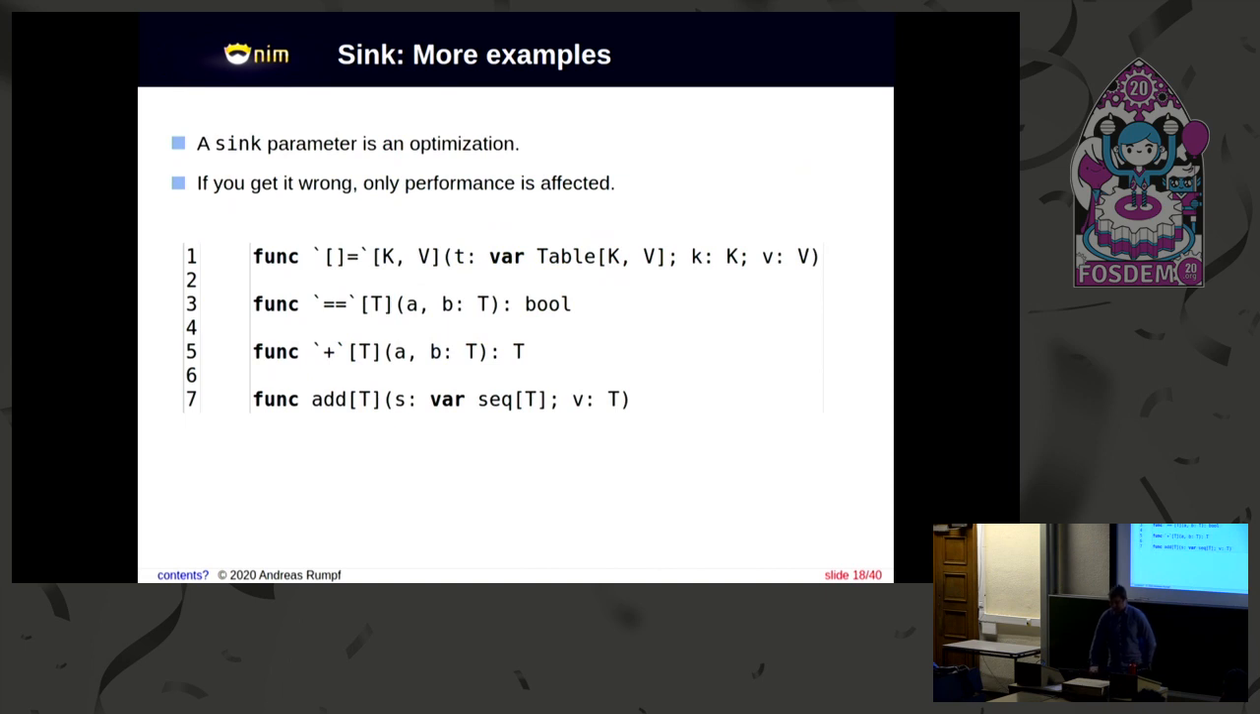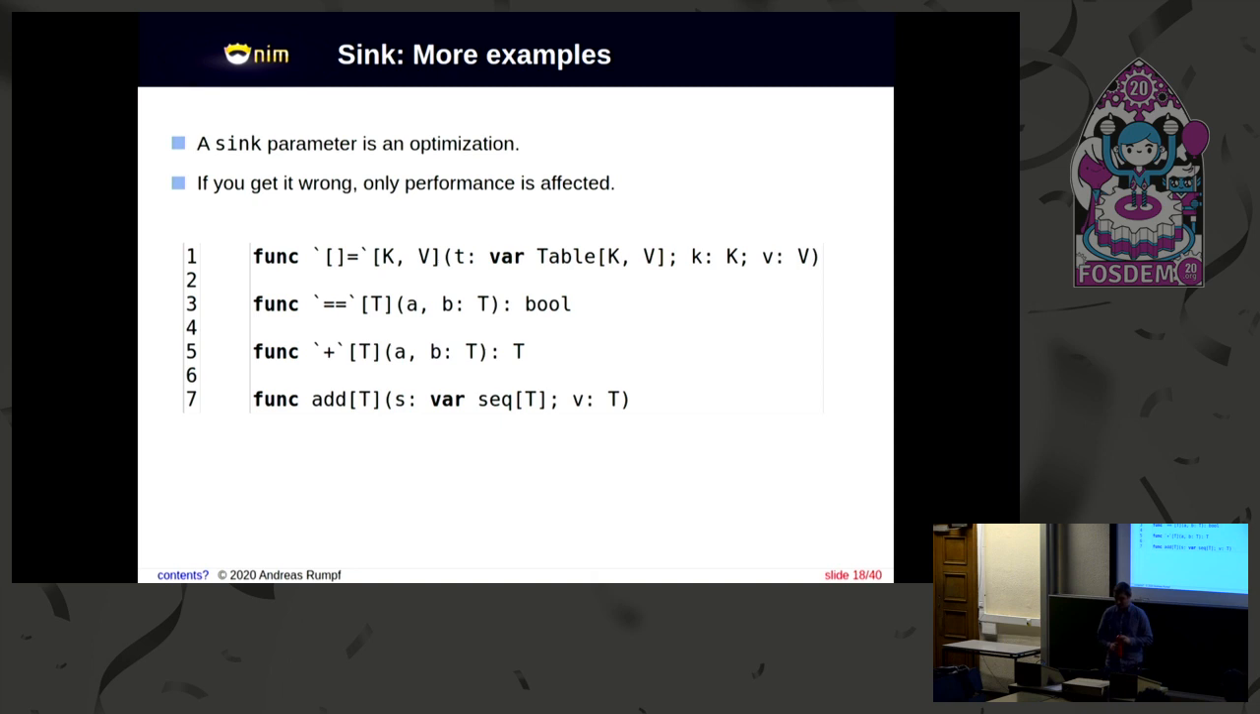Okay, so as I said, the sink parameter is an optimization. You don't have to use it. If you get it wrong, the performance is worse than before. If you get it right, you get better performance. And we are also working on inferring this property so that you don't have to annotate it at all. Because I went through the standard library trying to add these sink annotations everywhere, and I was like, yeah, no, I'm not going to do that. I let the compiler figure this out.